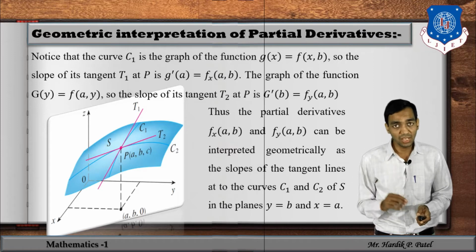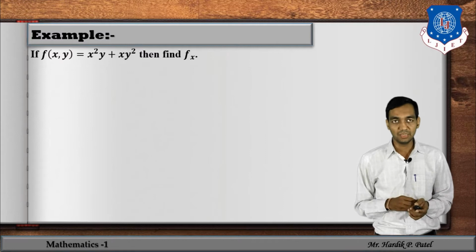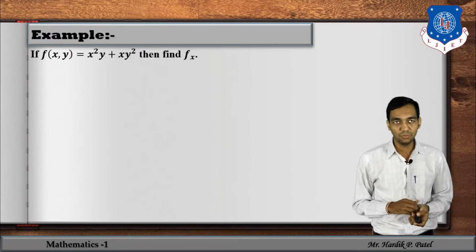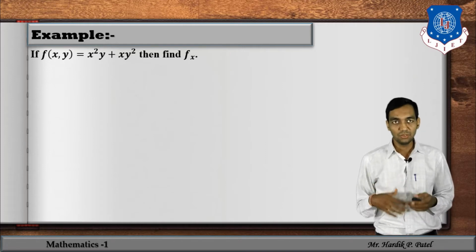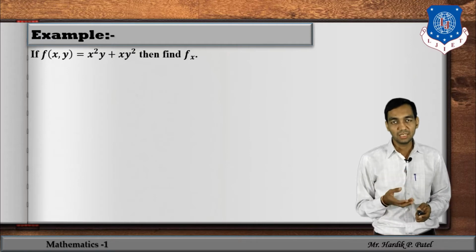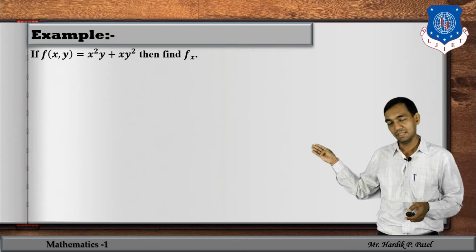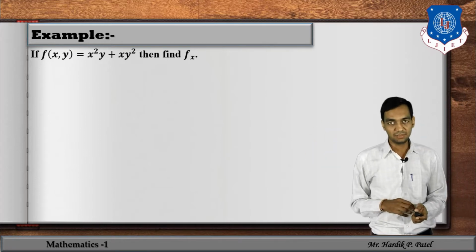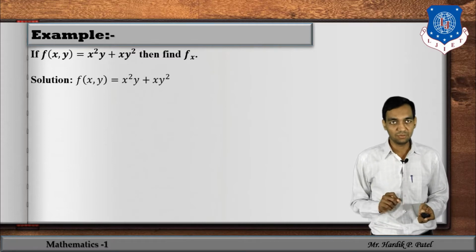Now, we are starting with an example. First, we are going to use the definition method and then you can use the simple derivative form as you are already aware of the simple derivatives. So, we can use the simple derivatives. Here, we are starting with: by definition find, if f of x comma y is equal to x square y plus xy square, then find fx using definition.